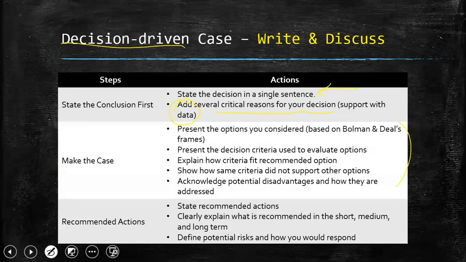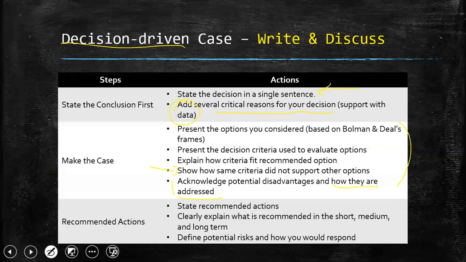Present the options you considered. We just did that, right? I just hammered that on the last slide, so I'm not going to hammer that again. Present the decision criteria you use to evaluate your options and explain how the criteria fit your recommended option in particular. Then you have to show how the same criteria did not support the other options and acknowledge the potential disadvantages and how you are going to address them.